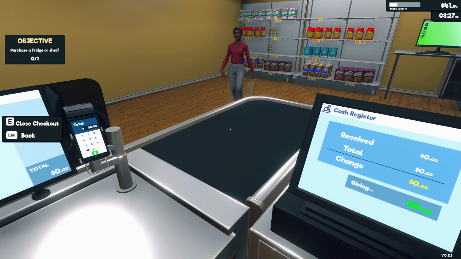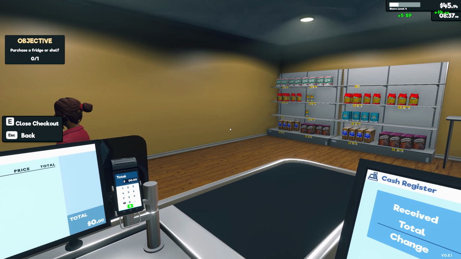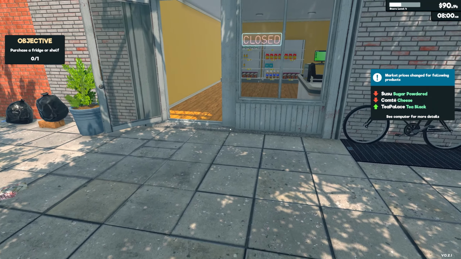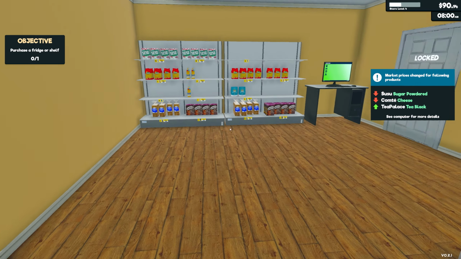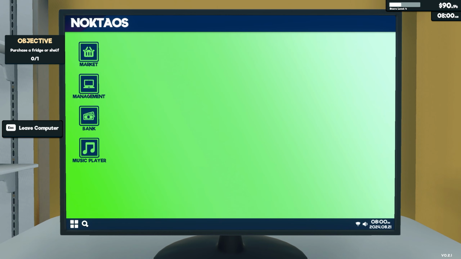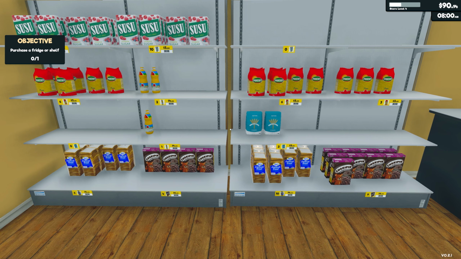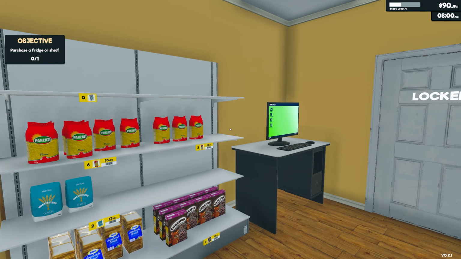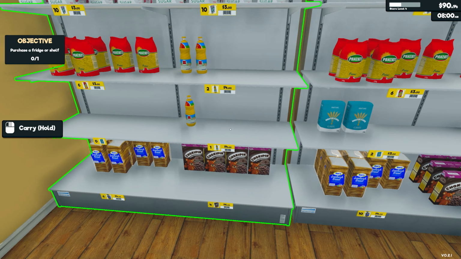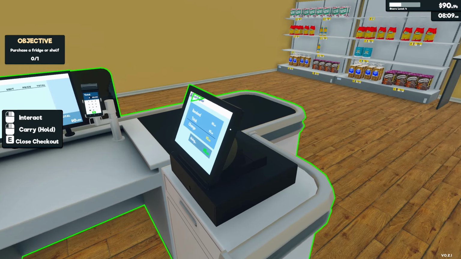Okay, we are going to finish out the day. Oh, market prices changed. So the price of the powdered sugar went down. What else went down? Does it tell me what else went down? No. Okay, so I think what we're gonna do is work on getting a fridge and stuff. Yeah. I need to get some money, and then we need to order more stock.